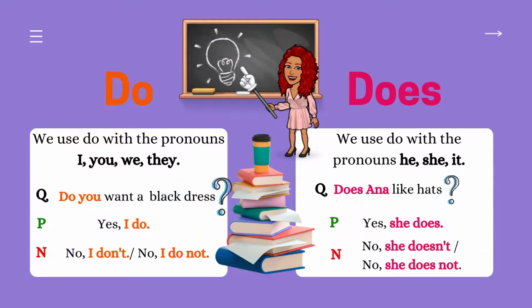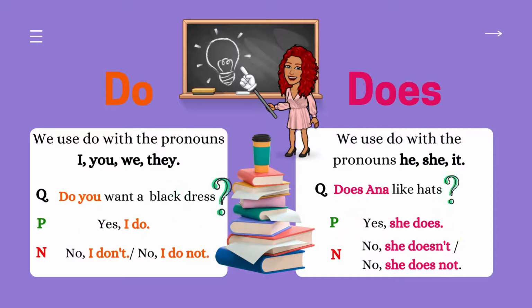We use does with the pronouns he, she, and it, third person in singular. Let's check out the example. Does Anna like hats? A positive answer will be yes, she does. A negative answer will be no, she doesn't, or no, she does not.